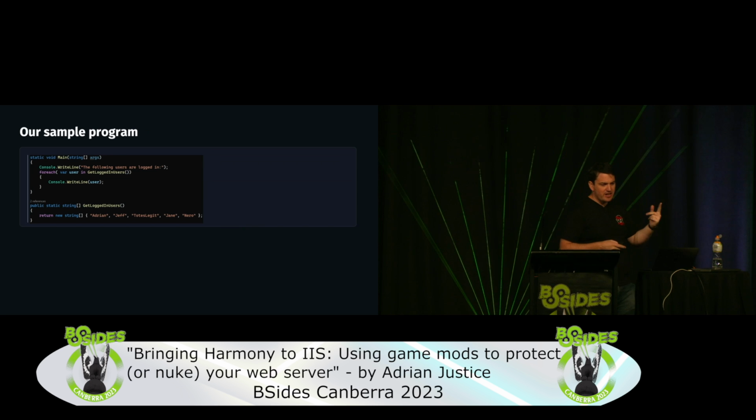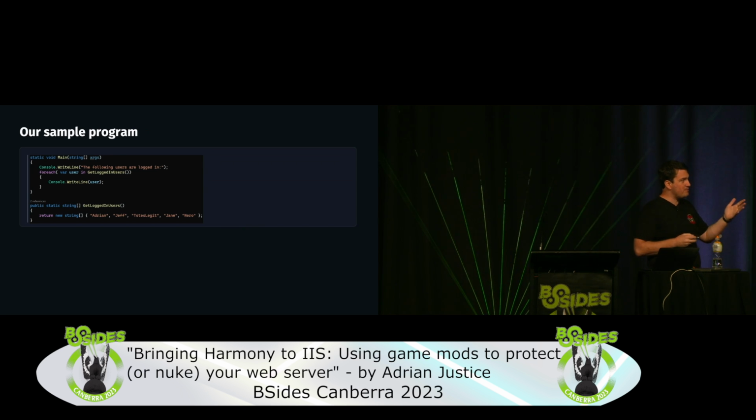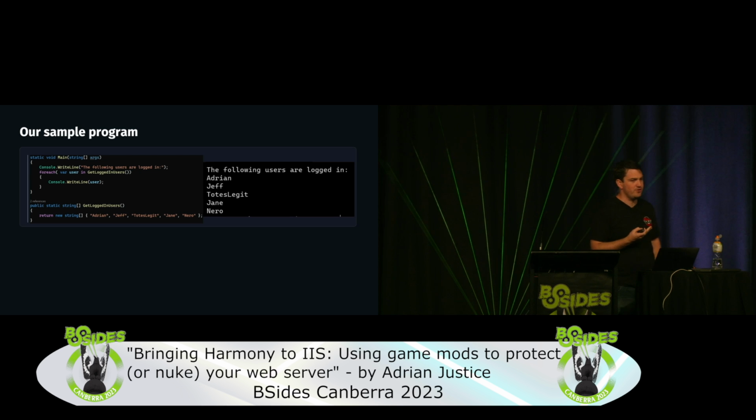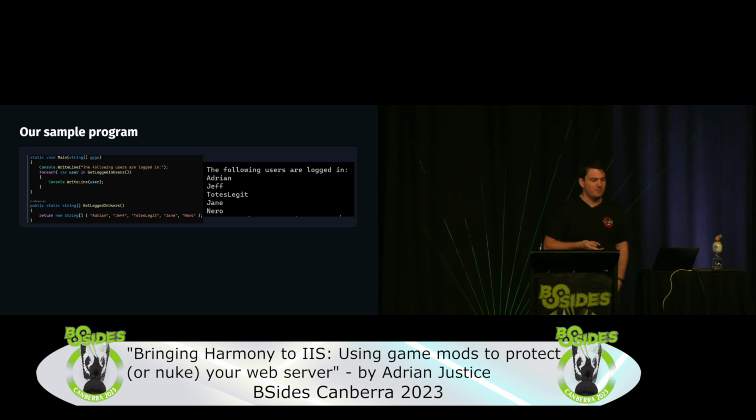All right, we've got one more sample application, and then we'll actually get into some IIS stuff. So our second application here, we've got a function that returns an array of strings, and then just iterates over them, printing them out. If we give it a run, we'll see there's an interesting user in the middle that probably doesn't want to be showing up in this log, so we're going to help filter them out.